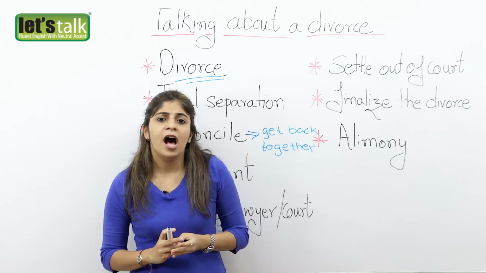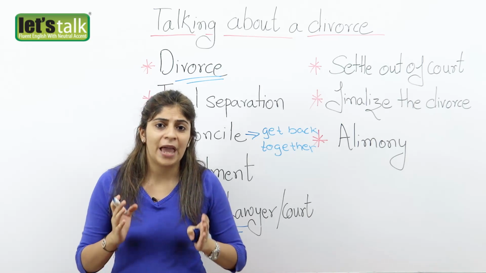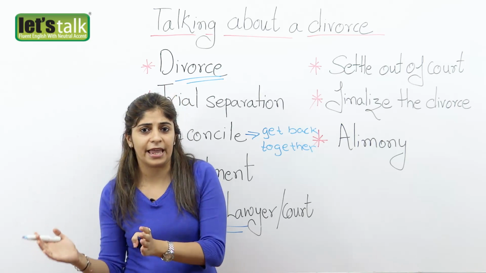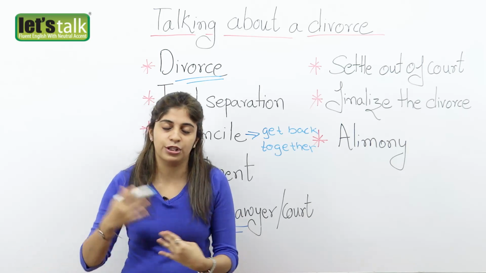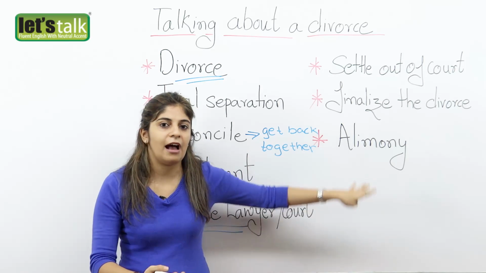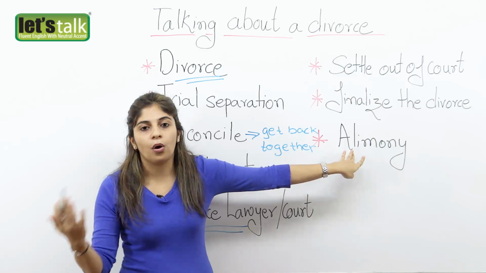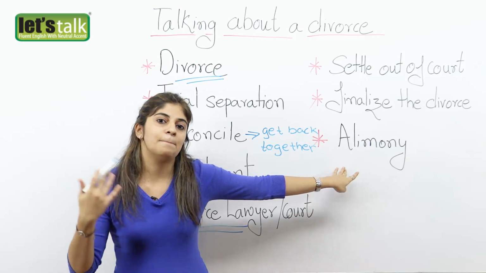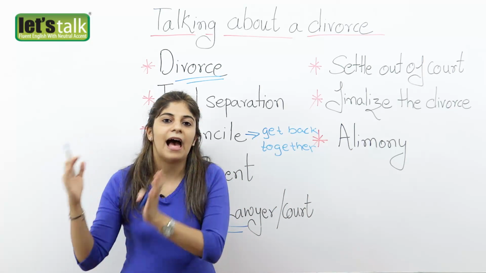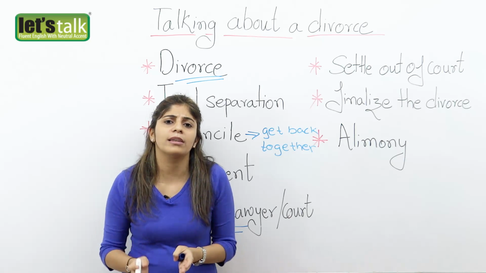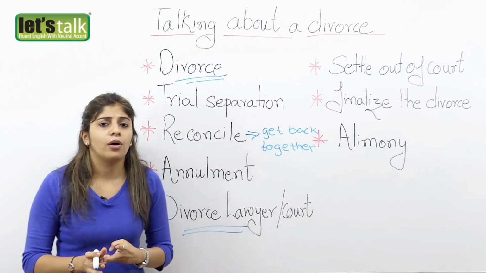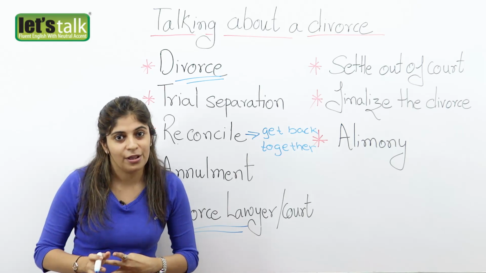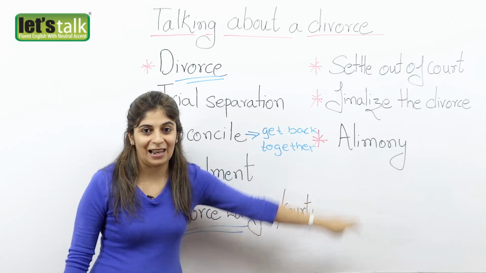Alimony is basically a law-enforced payment that has to be made by one partner to the other. Either the husband or the wife, whoever earns better, would pay the alimony. In many countries it's also called maintenance or spouse support. Okay, so that is what alimony is.